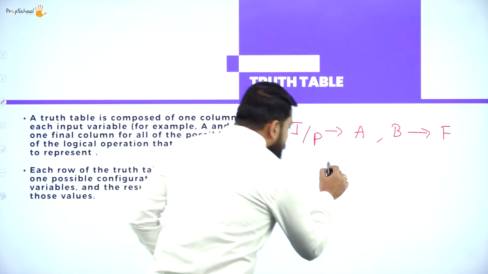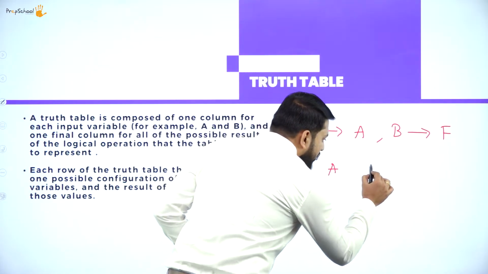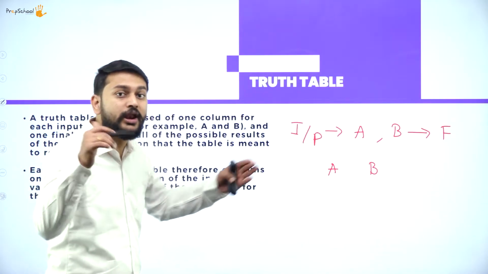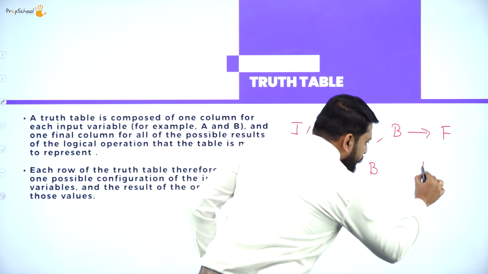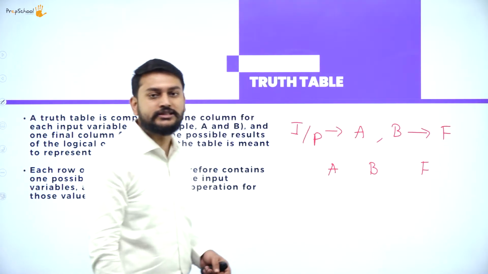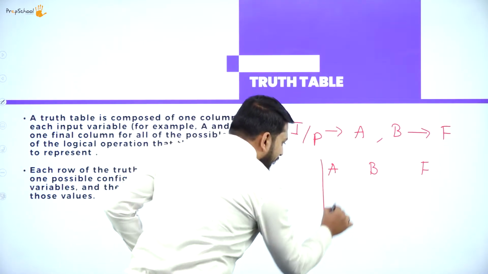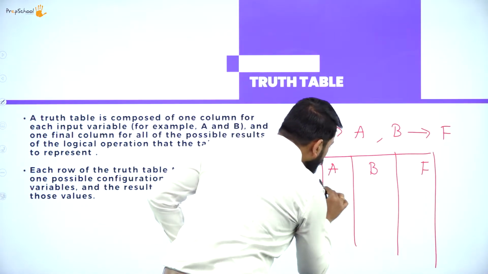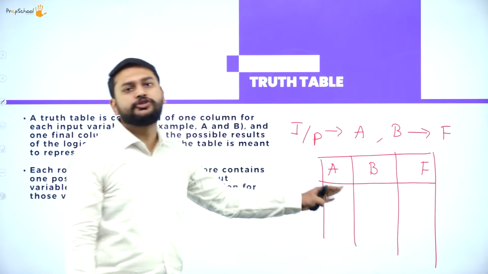So how do I write? Let me assume A is one input and B is one input. For this A and B, I will have F as the output. This is the basic thing that you should understand. So fine, I will have this column. Alright, so then how do I write the input combination for this?